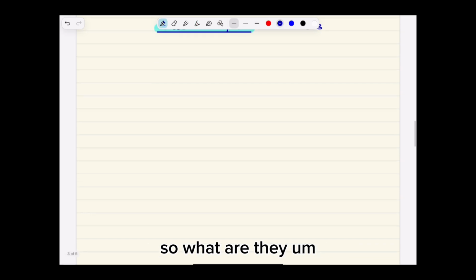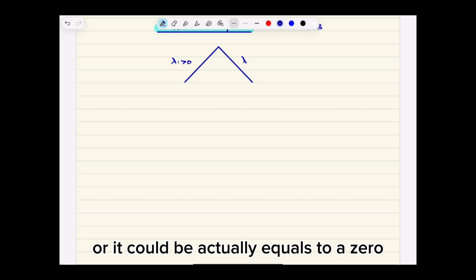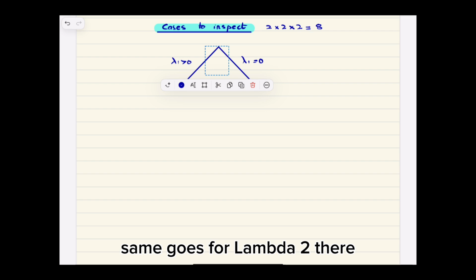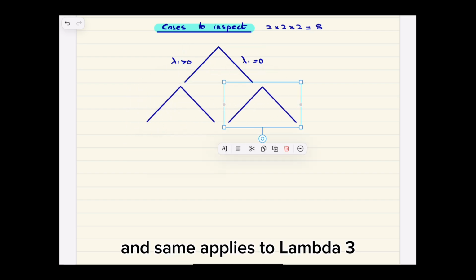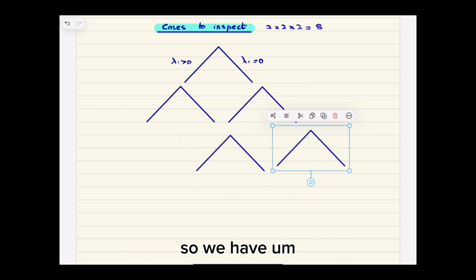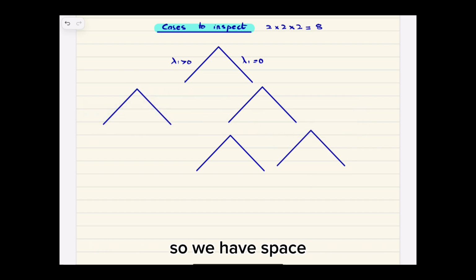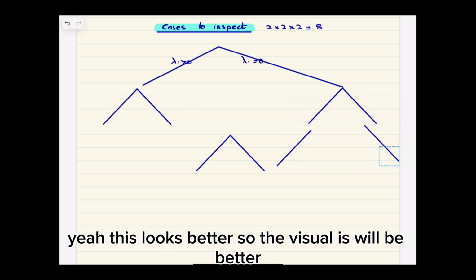So what are they? Lambda 1 can either be greater than 0, or it could be equal to 0. Same goes for lambda 2. It also has 2 possibilities, and the same applies to lambda 3. I'm going to extend it here so we have space, so the visual will be better.